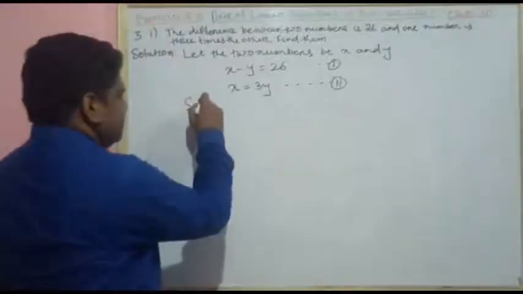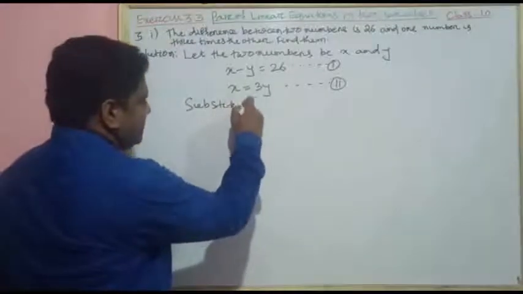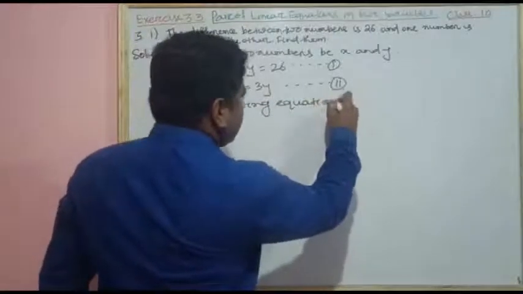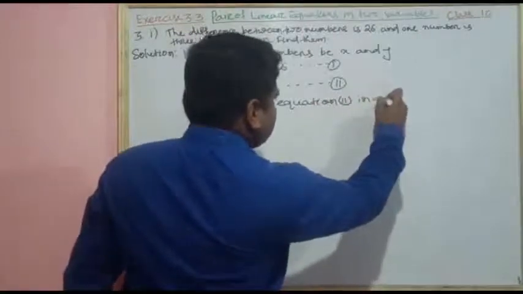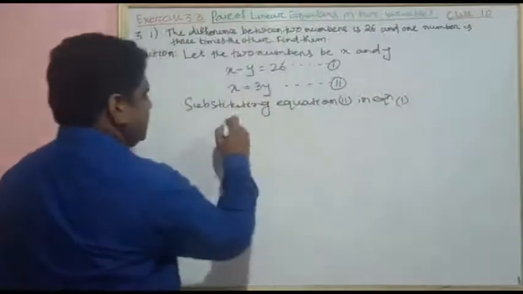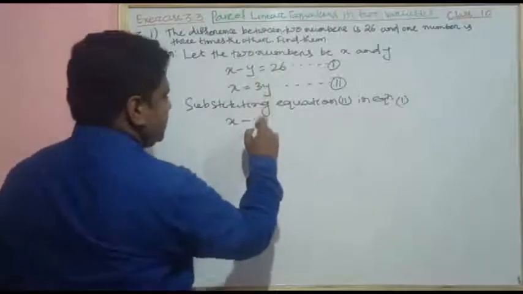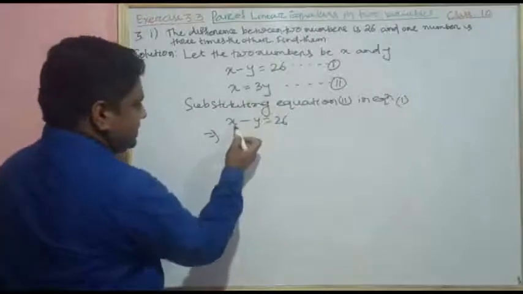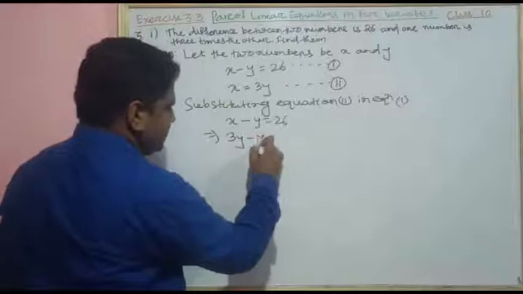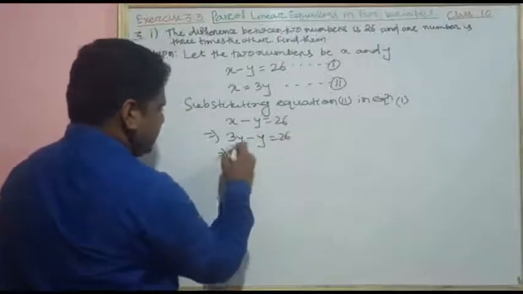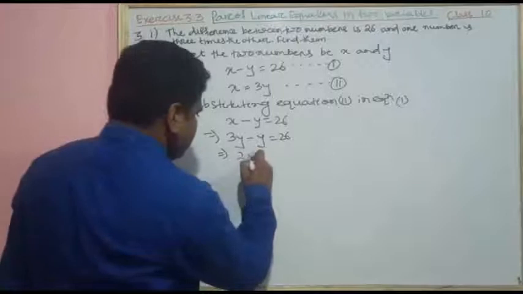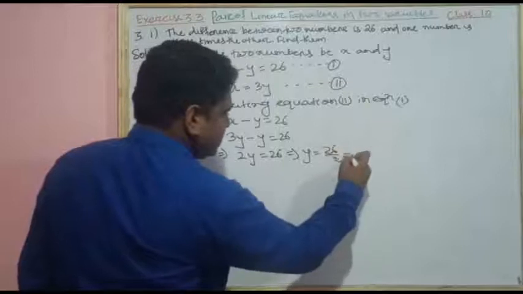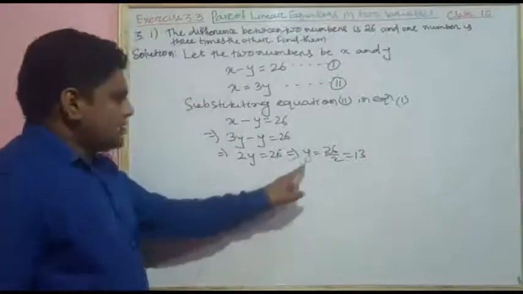Next, substituting equation 2 in equation 1, we will get x minus y equal to 26. It is equation 1. We have to substitute 3y in place of x. So it will be 3y minus y is equal to 26. 3y minus y is 2y equal to 26. This implies that y equal to 26 by 2 is equal to 13. So we got y equal to 13.